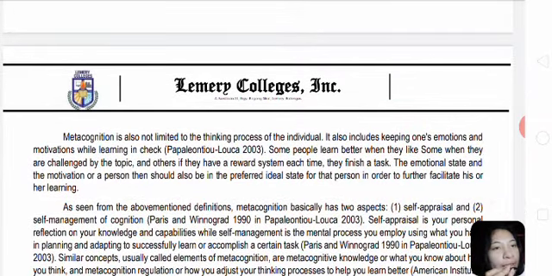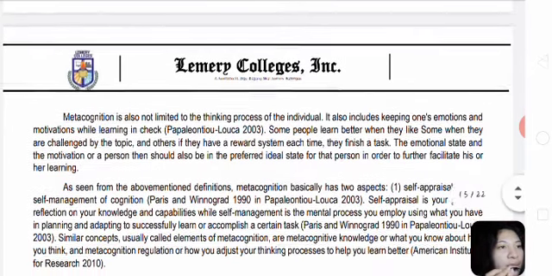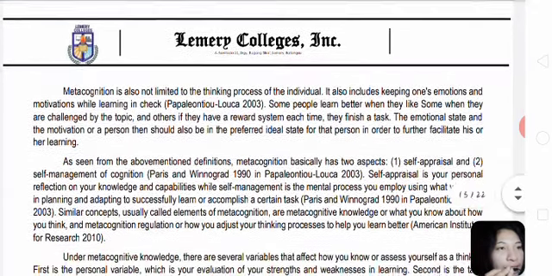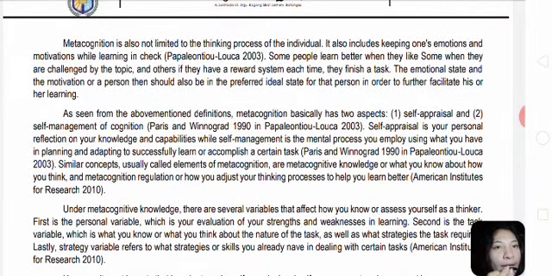Metacognition is also not limited to the thinking process of the individual. It also includes keeping one's emotions and motivations while learning in check. Some people learn better when they like something, some when they are challenged by the topic, and others if they have a reward system each time they finish a task. The emotional state and the motivation of a person should also be at the preferred ideal state for that person in order to further facilitate his or her learning.